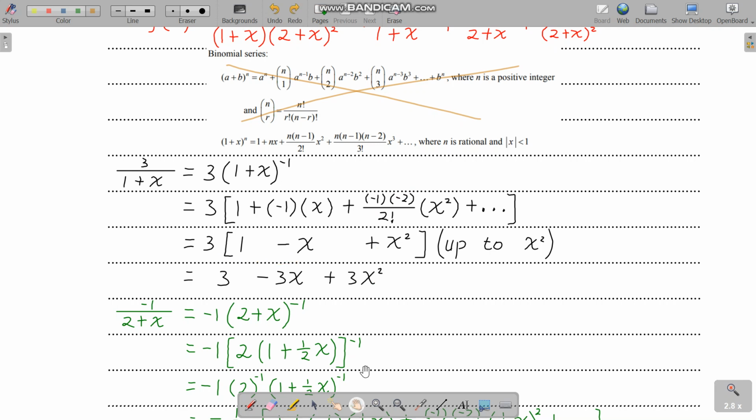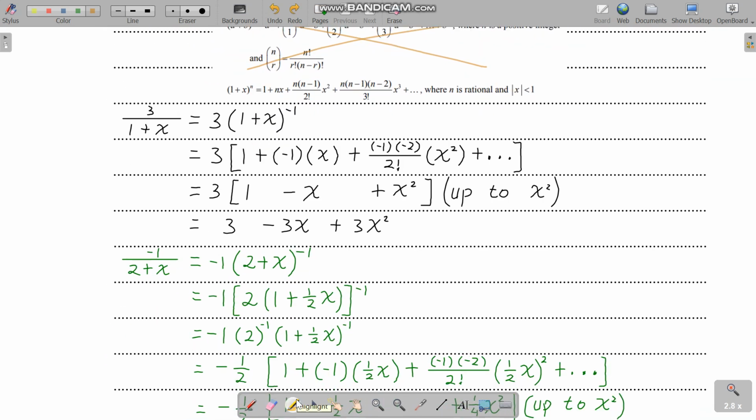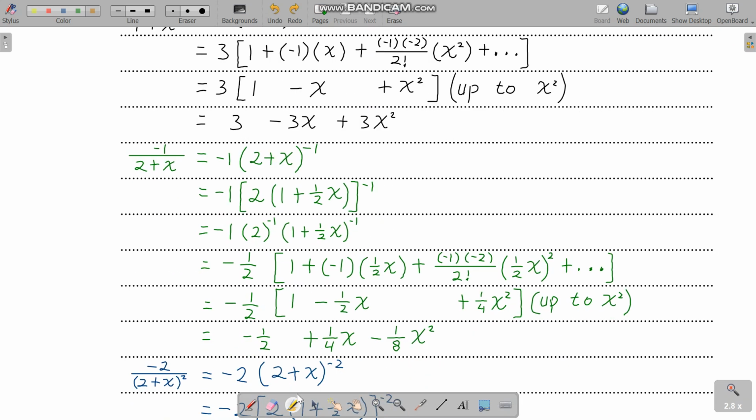Now for the second term, which is minus 1 over 2 plus x, we can use the negative power again. This time, because this is 2, not 1, we cannot use the formula directly, because we have to use 1 if we want to use the formula. So we have to factor out the 2 from 2 plus x. So this is still 2, this is still x. We're just factoring out 2.